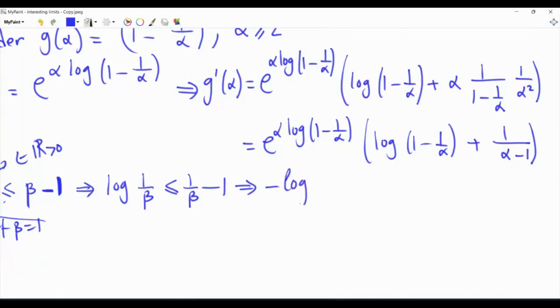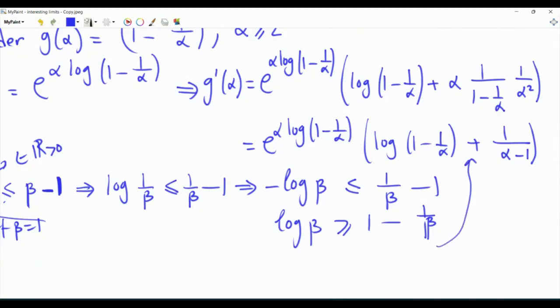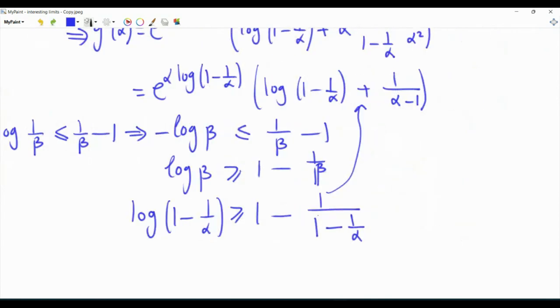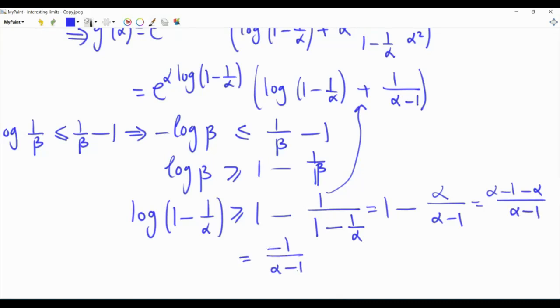Now, log 1 over beta is minus log beta, and this is less than or equal to 1 over beta minus 1. Multiply both sides by minus 1, and so the inequality is reversed. What does this mean? Now, go back here, replace beta by 1 minus 1 over alpha. So according to this inequality, log(1 minus 1 over alpha) is greater than or equal to 1 minus 1 over beta, and so I should write here in the denominator 1 minus 1 over alpha. Multiply upstairs and downstairs by alpha, so this becomes 1 minus alpha over alpha minus 1, and so this is alpha minus 1 minus alpha over alpha minus 1. This is minus 1 over alpha minus 1.